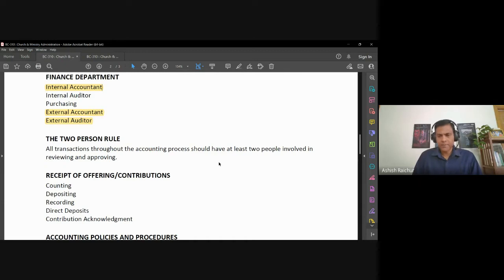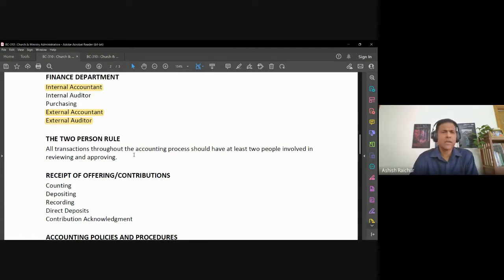Then that person gets the quote for what they want, sends it to the pastor or ministry leader who checks it, approves it, then it is paid. So there are two checks: the one making the request, the one who is in charge of that ministry area, and then the accountant will dispense the money. Right? So wherever possible, you have this kind of two-person role.